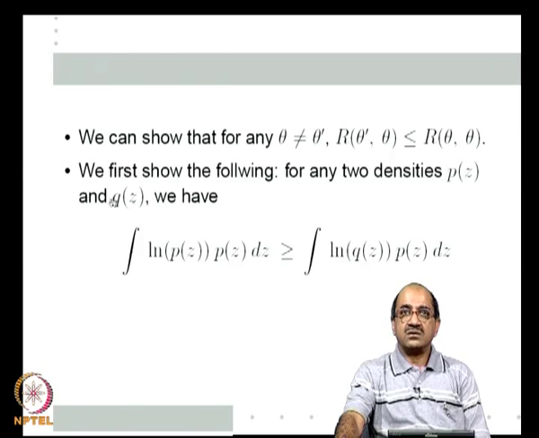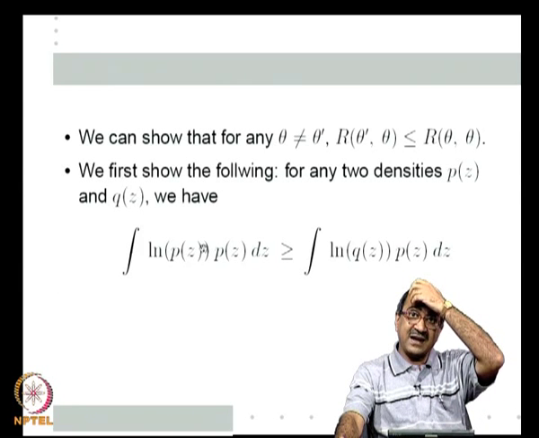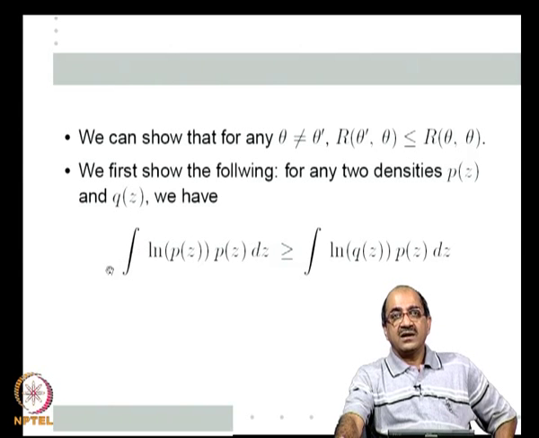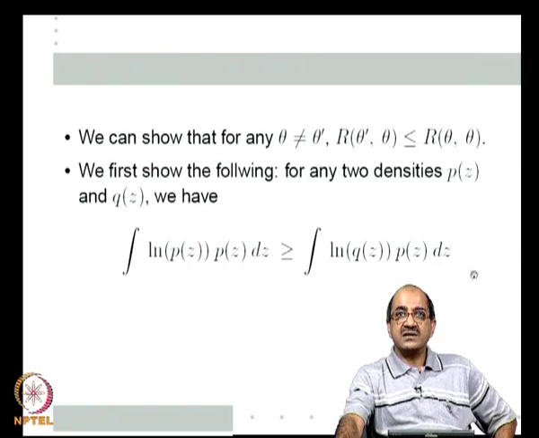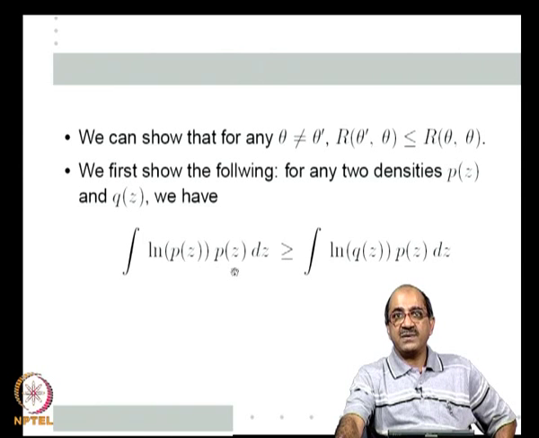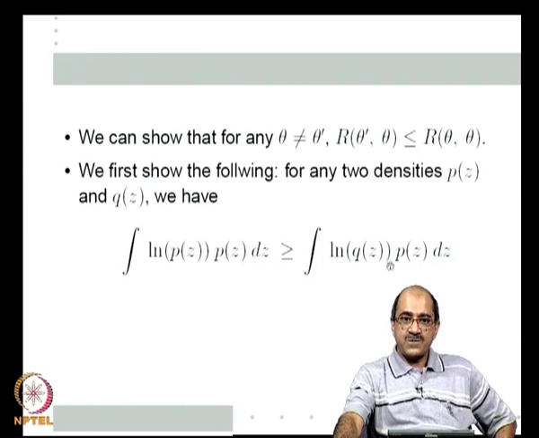We will show that given any two densities P and Q of some random variable z, integral of ln P(z) P(z) dz is greater than or equal to integral of ln Q(z) P(z) dz. The integral with P(z) dz essentially means I am taking expectation with respect to P(z). If I take the expectation of ln P(z), it always gives me a higher value than ln Q(z). So for any two densities P(z) and Q(z), we are going to show this inequality.